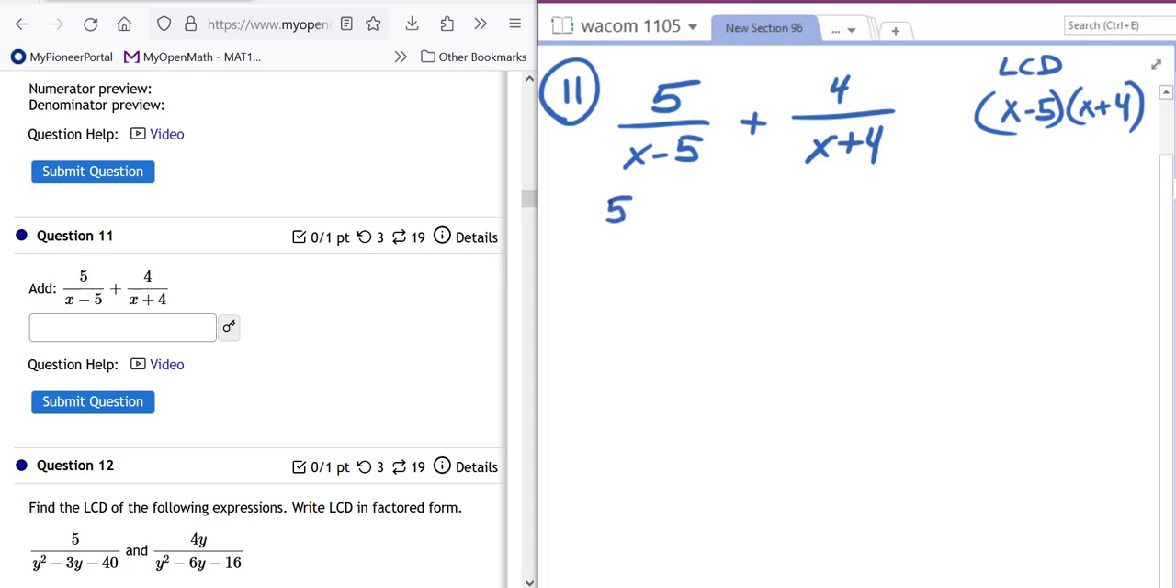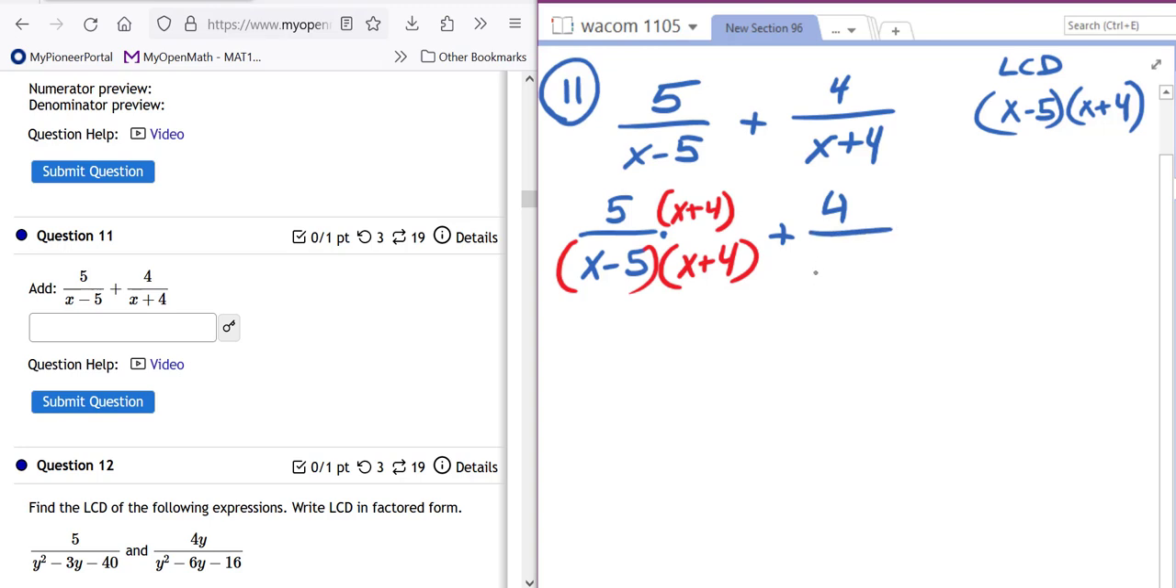So I'll bring down what I have. And then I look at the denominator. This one has x minus 5, so it's missing x plus 4. You have to do the same thing to the numerator. Right? I'm going to bring down my next one. And if I'd left enough room, I could have put it right beside. So when you write these, you might put it right beside. All right, this time I have x plus 4. It needs an x minus 5. And you do need parentheses there.